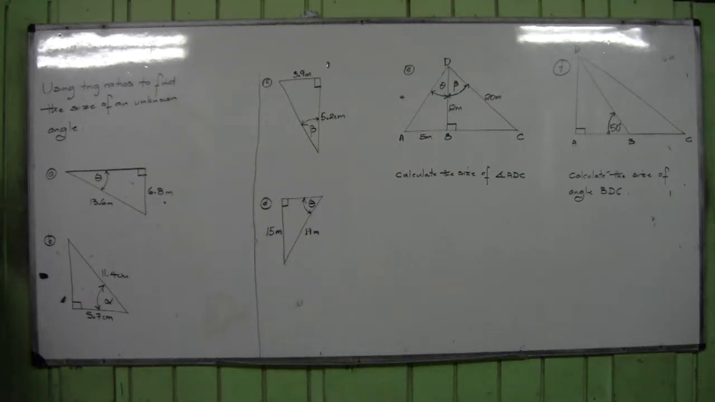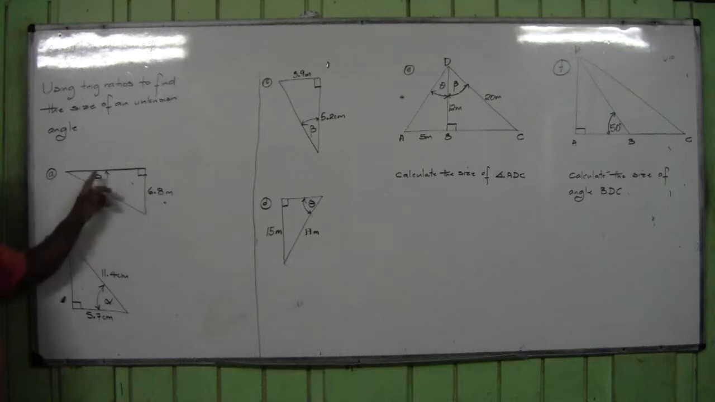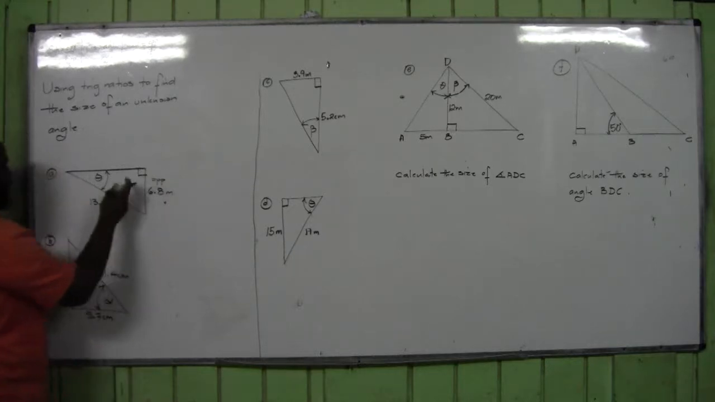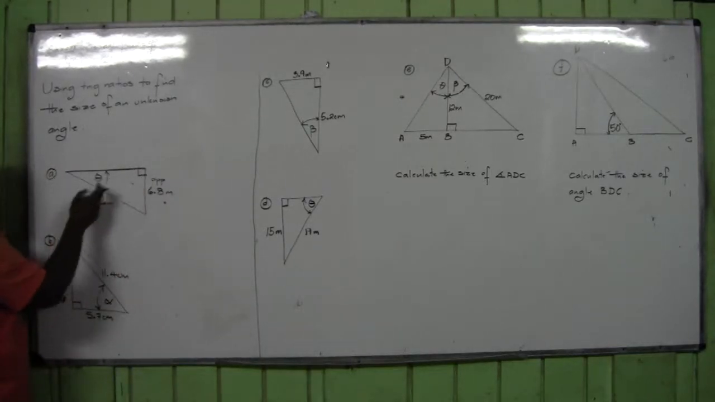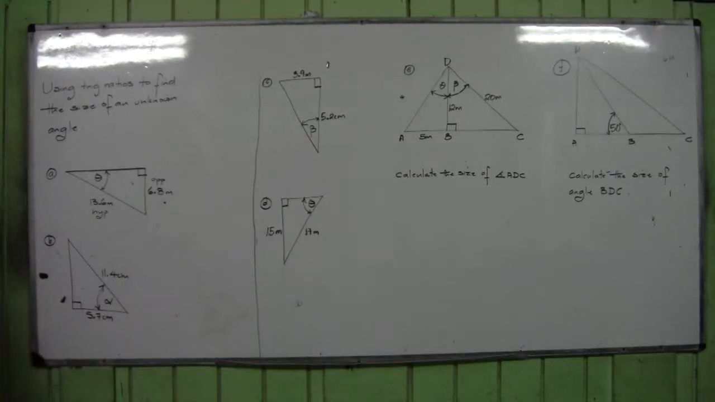Help me please. I need everybody to look at me. What is this side to the angle? Remember, the side in front of the angle is always the side that is opposite to the angle. So this is opposite. The side in front of the right angle is the hypotenuse.